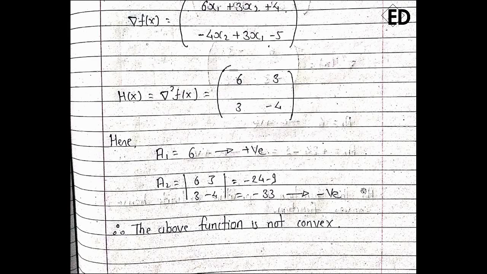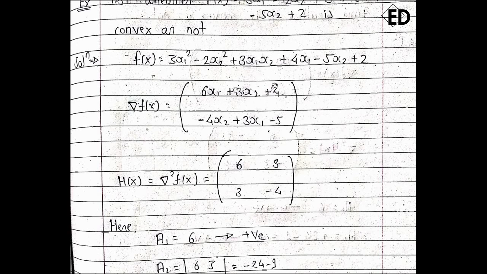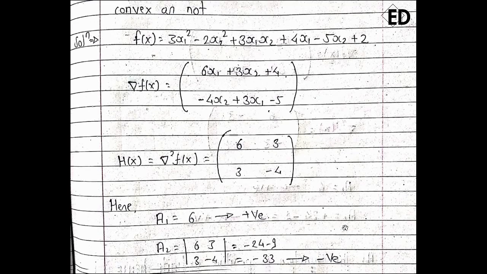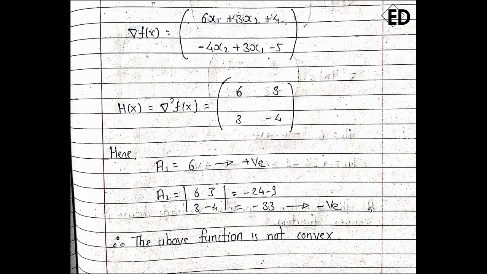So from a1 and a2, we conclude that the above function is not a convex function, because for a convex function there is only one condition, that our Hessian matrix should be positive definite.